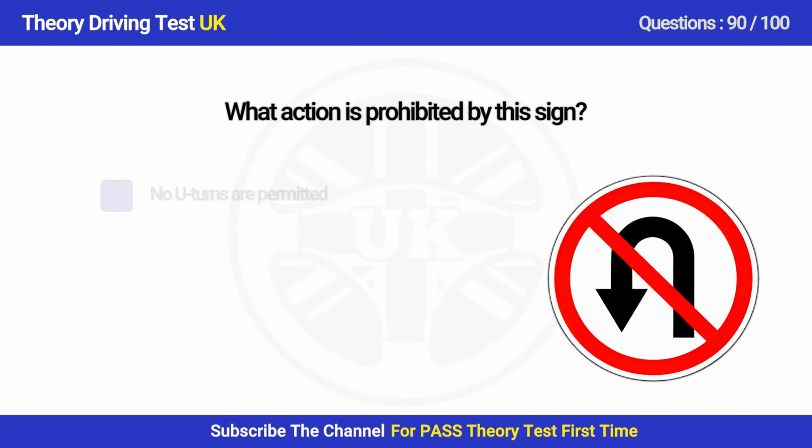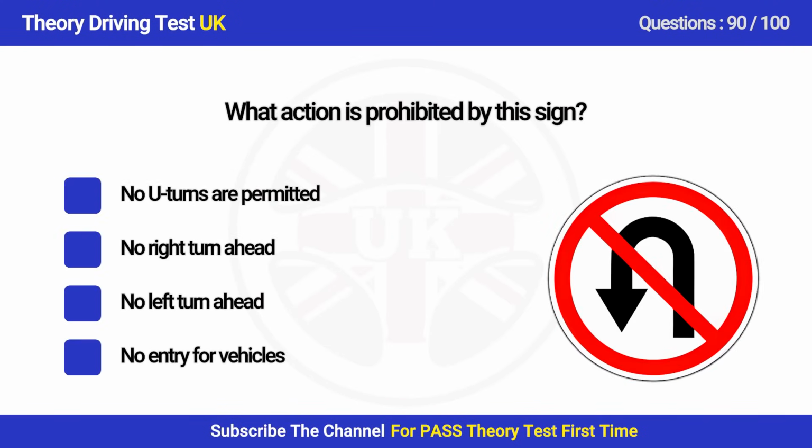Question 90. What action is prohibited by this sign? A. No U-turns are permitted. B. No right turn ahead. C. No left turn ahead. D. No entry for vehicles.